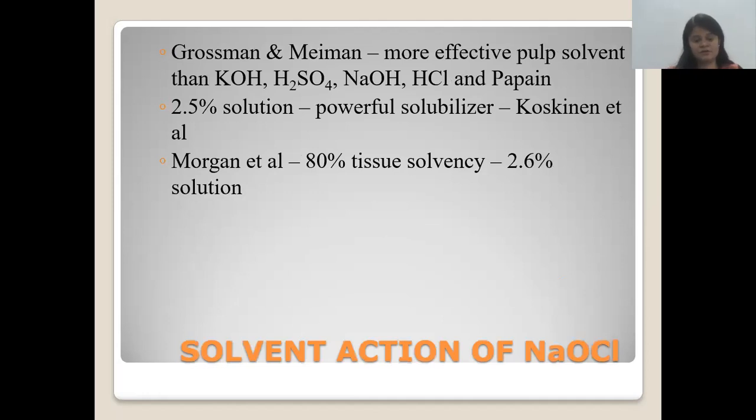Now the solvent action of sodium hypochlorite. Grossman and Meiman stated that it is a more effective pulp solvent than potassium hydroxide, hydrogen sulfide, sodium hydroxide, and hydrochloric acid. A 2.5% solution is a powerful solubilizer, and according to Morgan, 80% of tissue solvency is achieved using 2.6% sodium hypochlorite.